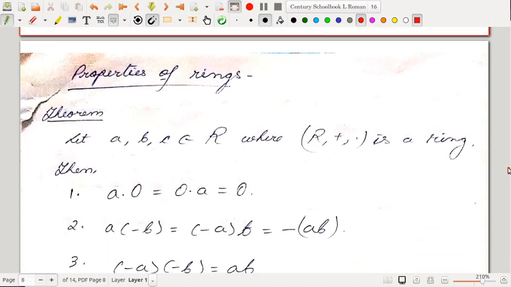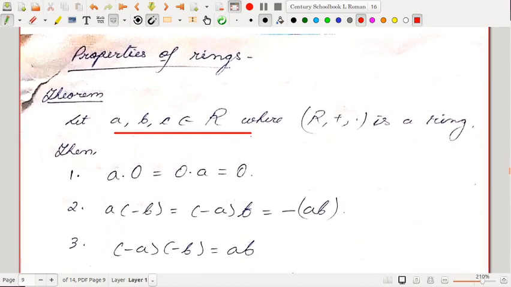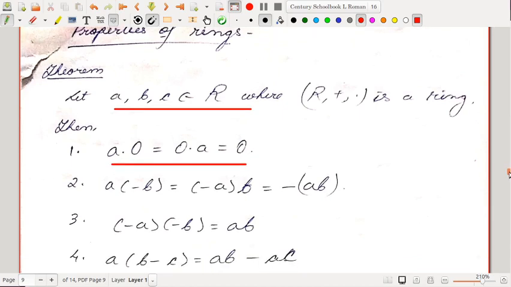Now let us see some properties of rings. Let A, B, C belong to R, where (R, +, ·) is a ring. Then A into 0 equals 0 into A equals 0. So what are these properties? If you compare with the properties that you learnt in school, these are things we had taken for granted.